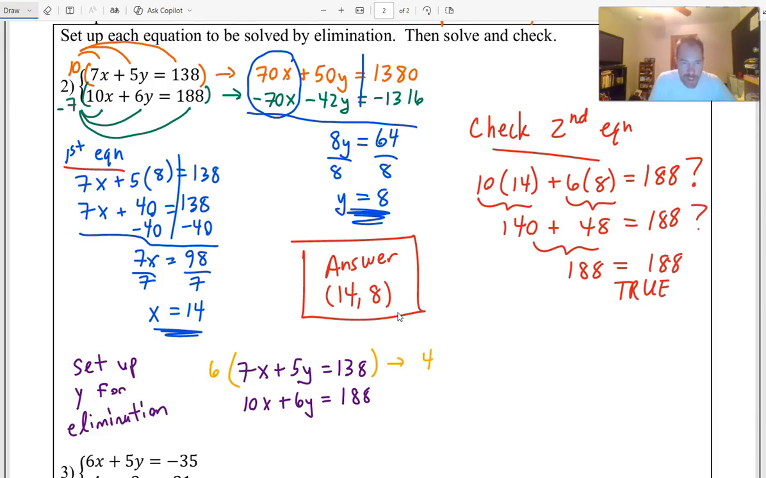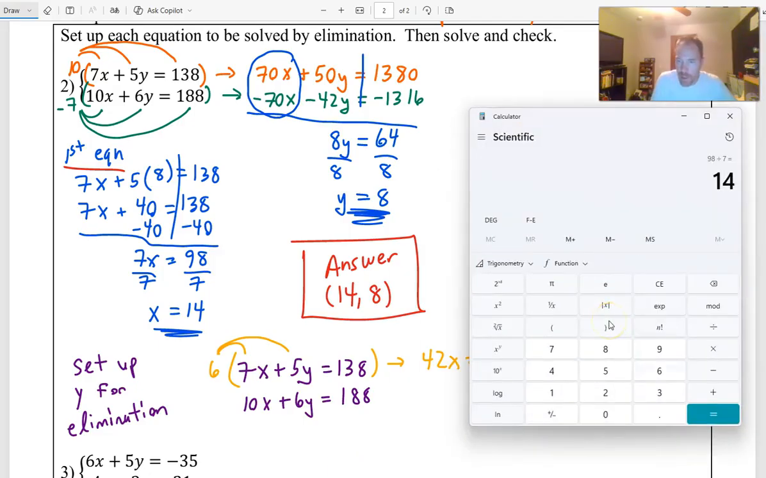So this will become 42x plus 30y equals, oh boy, what's 6 times 138? Calculator, help me out, please. 6 times 138, 828.